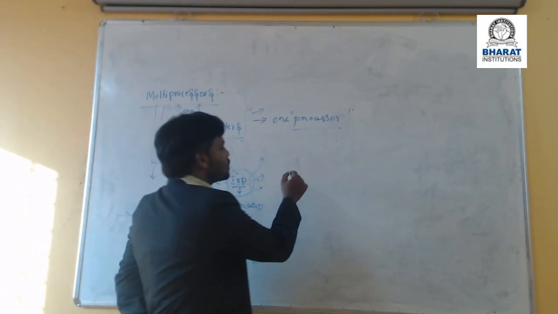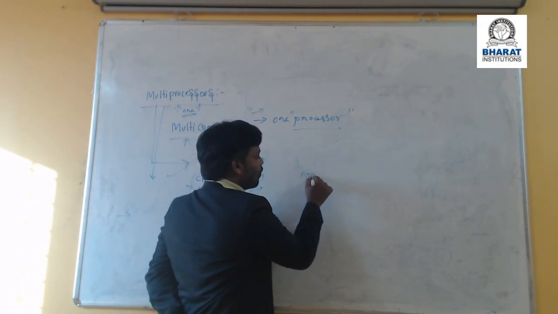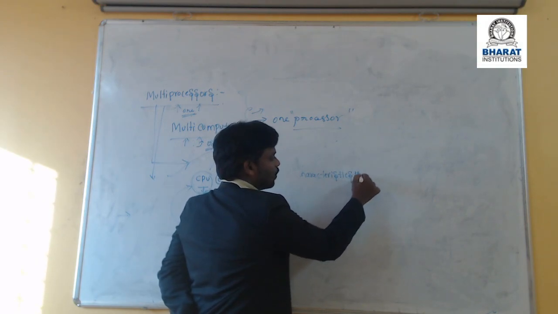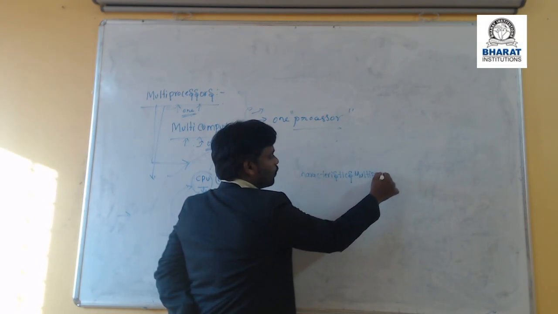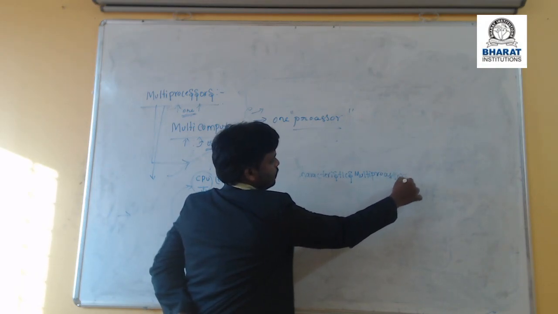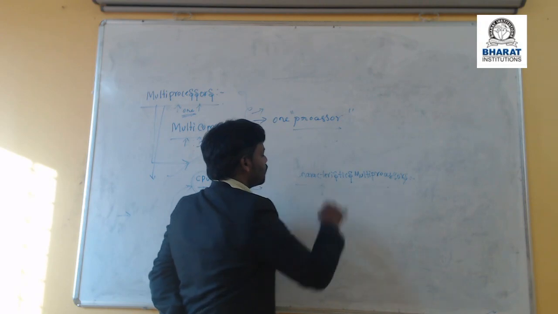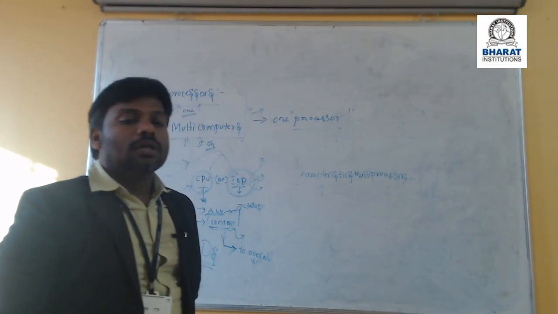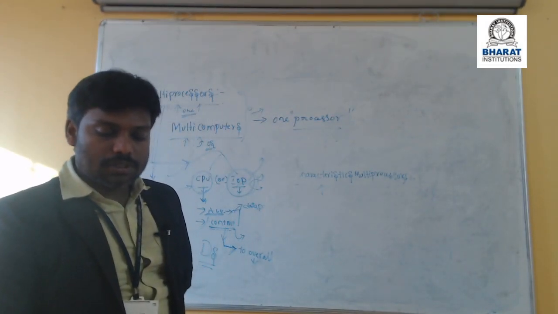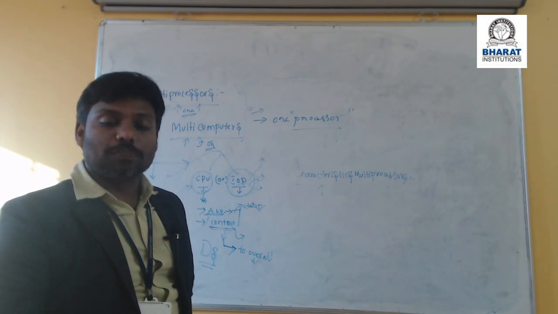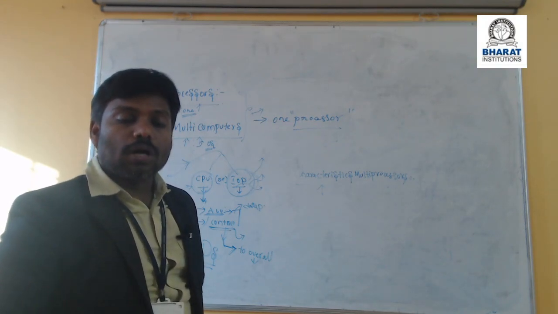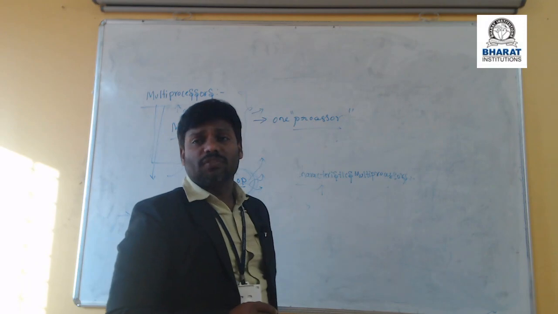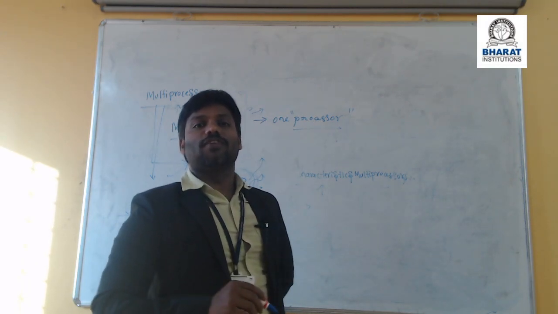Now we are going to discuss the characteristics of multiprocessors. What are the characteristics of our multiprocessor system? The first one is that a multiprocessor system occupies very little space and is also low cost.